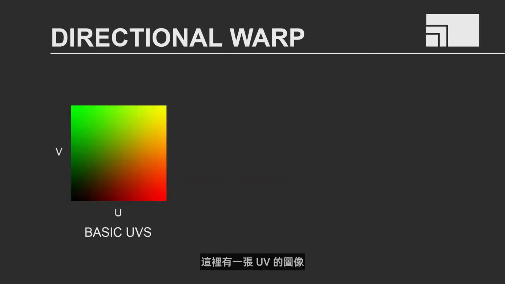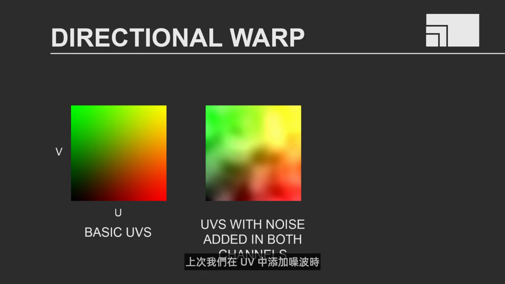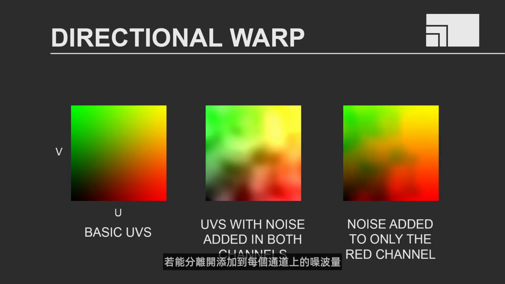Here we have an image of UVs. U, which is in red, represents left and right, and V in green is up and down. When we added our noise to our UVs last time, we added it to both channels at once, so it warped in both directions. However, if we can isolate the amount of noise that gets added to each channel, then we can control the direction. Let's dive into the node graph and see how we can do just that.